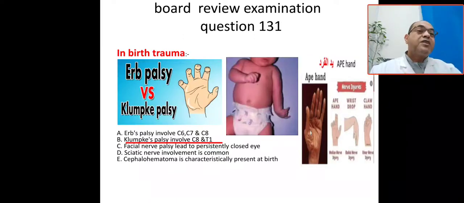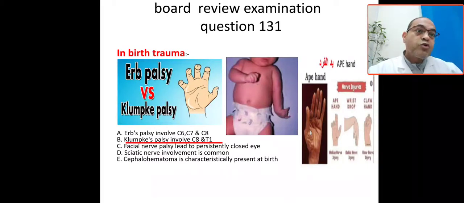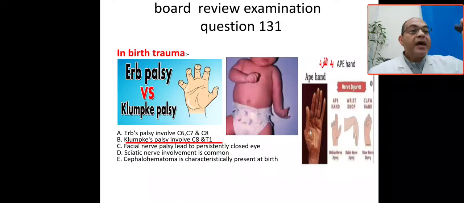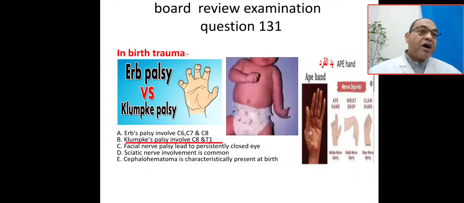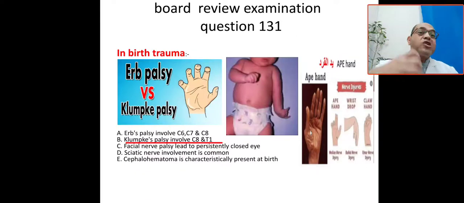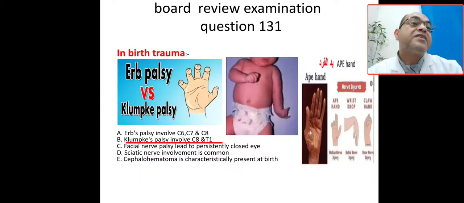The second differential point is the clinical presentation. The baby with Erb's will present with the waiter's tip position or policeman's position, and the clinical sign presented in Klumpke's paralysis is the claw hand. The grasp reflex also will be positive with Erb's and negative with Klumpke's, because in Klumpke's the hand will be affected, so the baby cannot catch anything. So the grasp reflex will be absent in Klumpke's paralysis. So these are the three differential points between Erb's and Klumpke's paralysis.